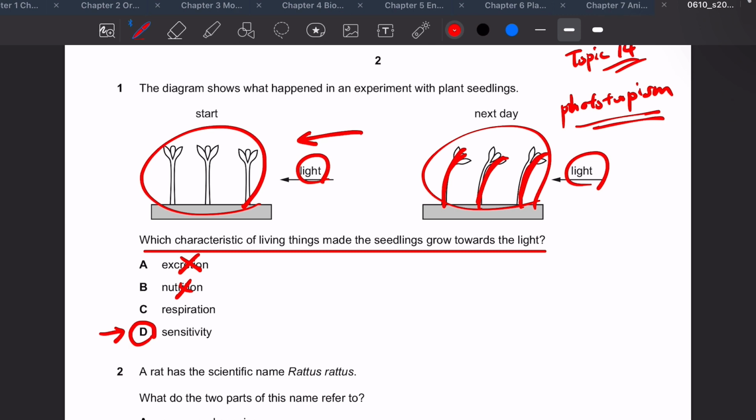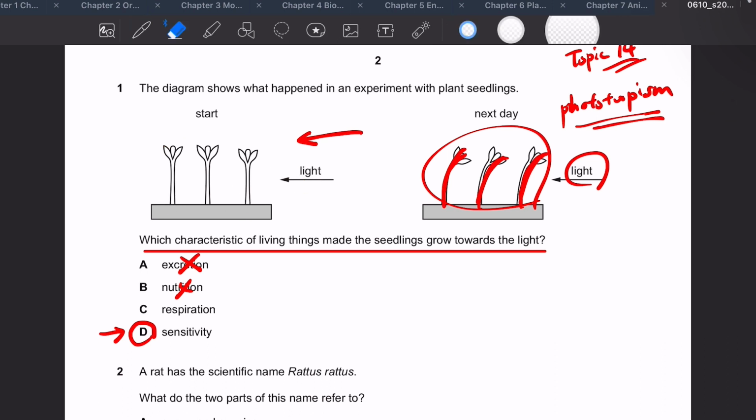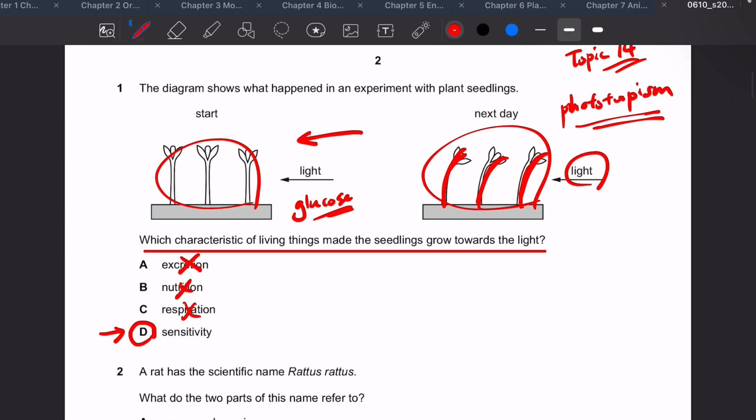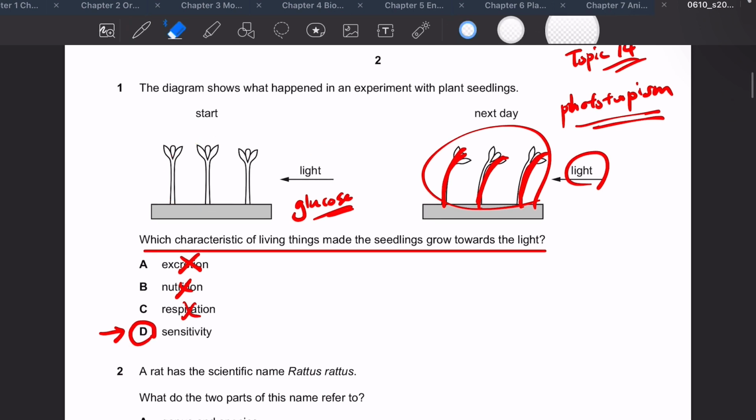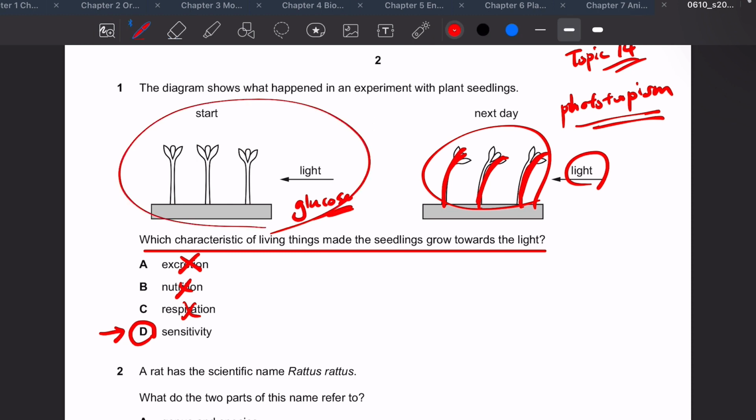it doesn't actually say that it's photosynthesizing. Of course, with the presence of light, plants will photosynthesize and make their own food, things like glucose molecules and others. However, it's not showing that it's happening. So nutrition is not the answer, and respiration is not the answer as well, because it doesn't say anywhere that the plants are making energy, or making CO2 or water. So D is the only sensible answer.